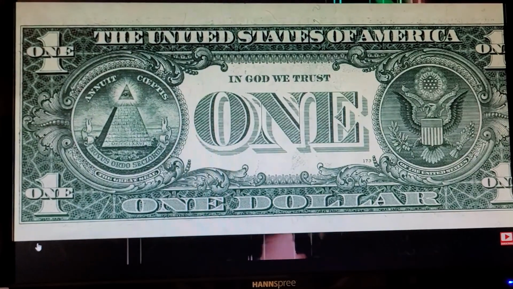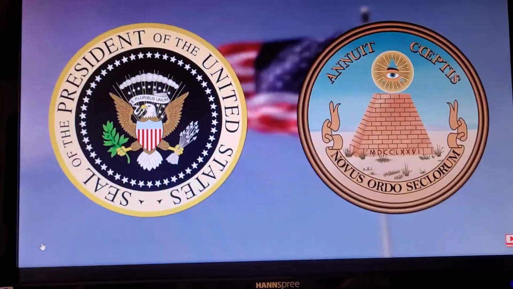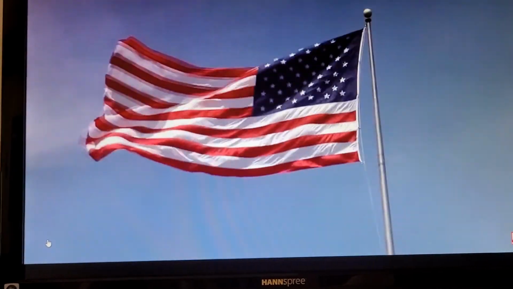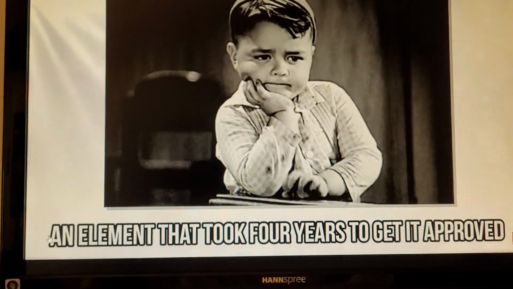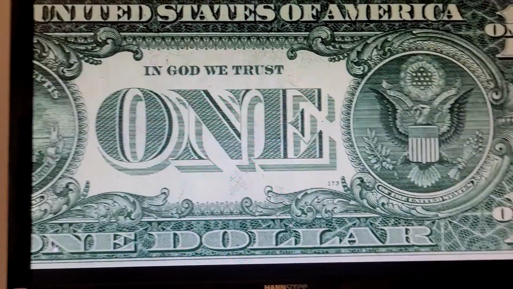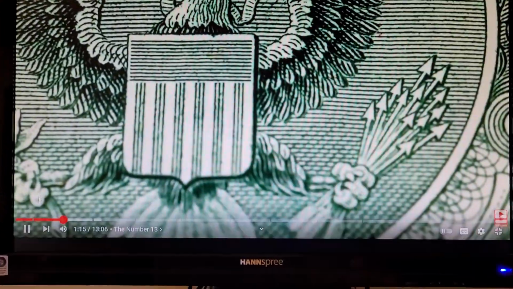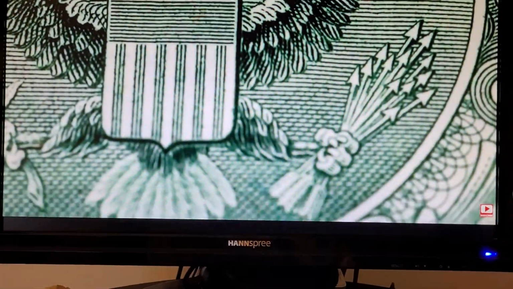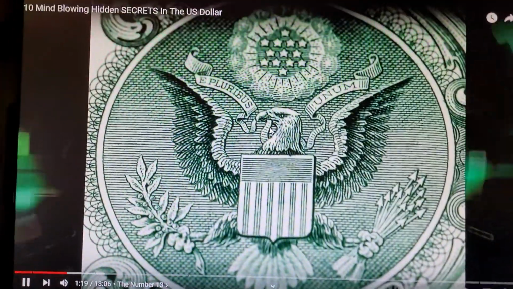Check the back of the bill where you can see the two circles. Together they comprise the Great Seal of the United States, an element that took 4 years to get approved. Pay attention to the images in the circles. You can see the American eagle holding 13 arrows of war in its left talon. The number 13 can also be found on the shield.